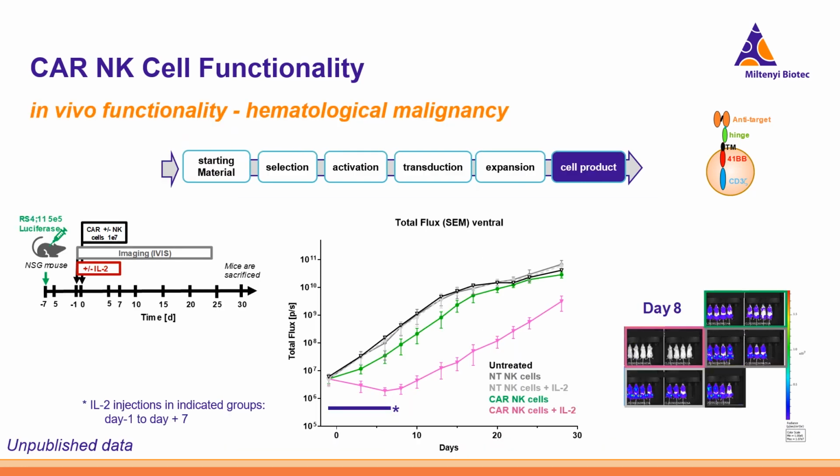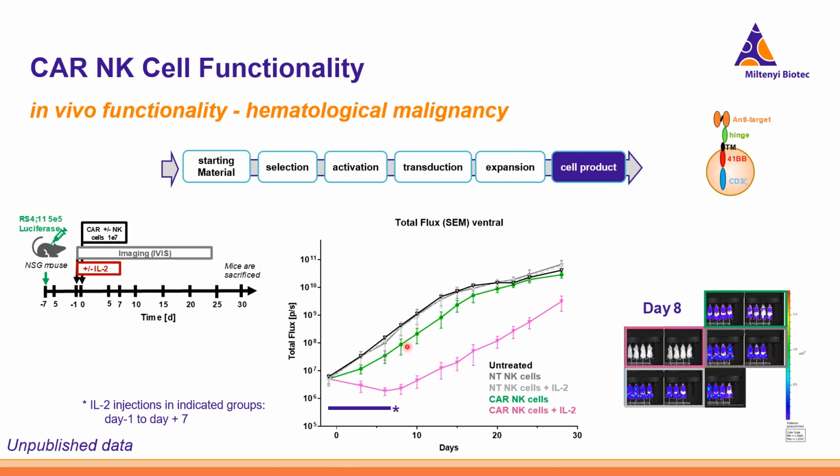We also tested the CAR NK cells after manufacturing in the Prodigy in an in vivo model with an ALL cell line in the mouse. And we did inject IL-2 on day -1 and then over a time span of 7 days to look at the persistence of the CAR NK cells. And this is something that you can see here very clearly.